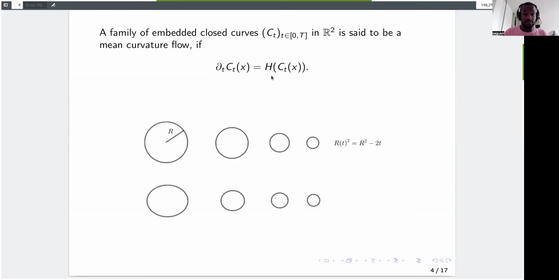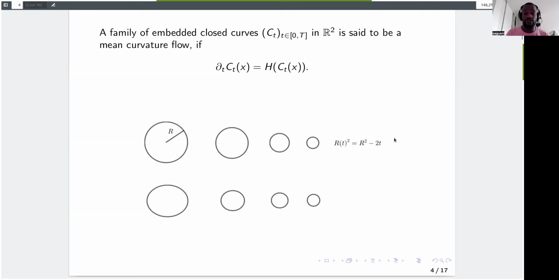Here are some examples of mean curvature flows. If I start with a circle, here's its evolution. The curvature is something which respects symmetries, so if I start with something symmetric, I'm going to have an evolution which is symmetric.